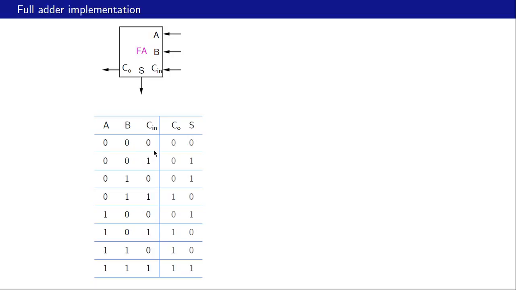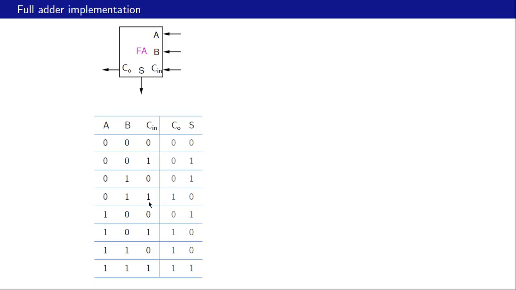All we need to do is to look at the number of ones in each row. In this case there is no 1, so therefore the addition of these 3 will give us the binary number 0, 0. That is what we have here. In this case and this case and this case we have only 1, 1. So the addition of these 3, that is A and B and C in, will give us the binary number 0, 1, and that is what we see over here.